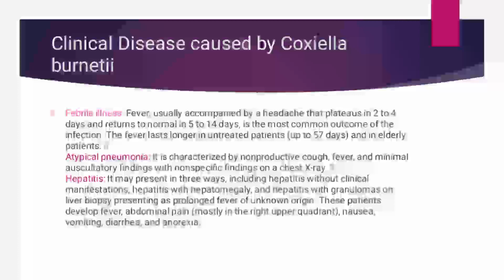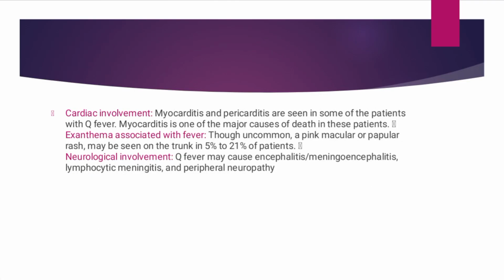Atypical pneumonia is characterized by non-productive cough, fever, and minimal auscultatory findings with non-specific findings on a chest X-ray. Hepatitis may present in 3 waves, including hepatitis without clinical manifestation, hepatitis with hepatomegaly, and hepatitis with granulomas on liver biopsy. Presenting as a prolonged fever of unknown origin, those patients develop fever, abdominal pain, nausea, vomiting, diarrhea, and anorexia.